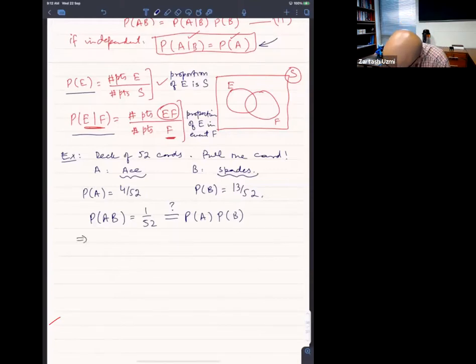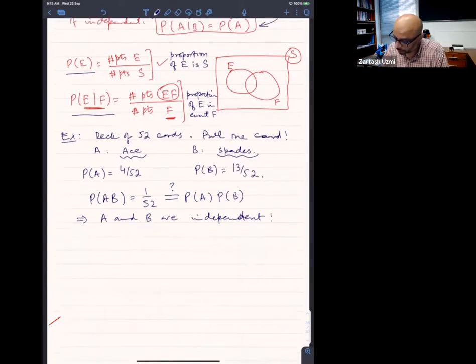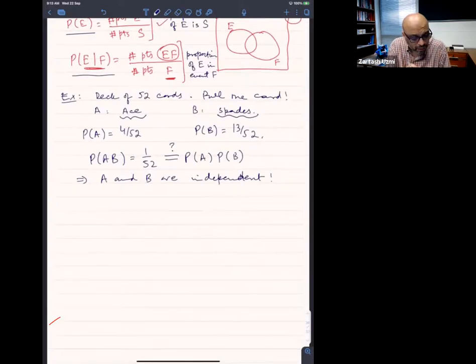That means A and B are independent. By the way, it is our choice what I define as A and B. Here I defined A as the event of picking an ace, and B as the event of picking a spade. Now I'm going to change the question a little bit.